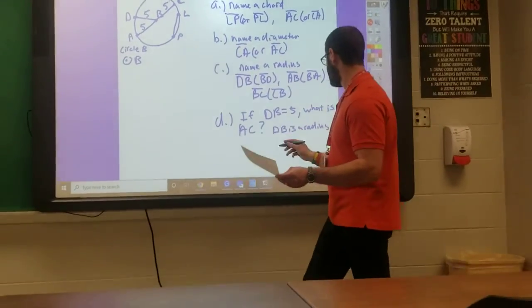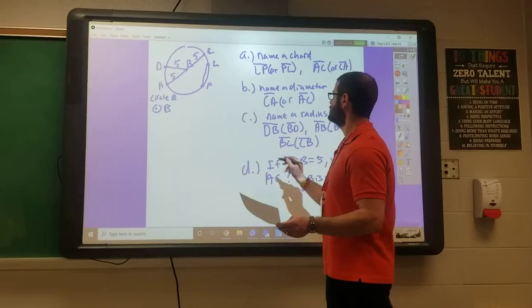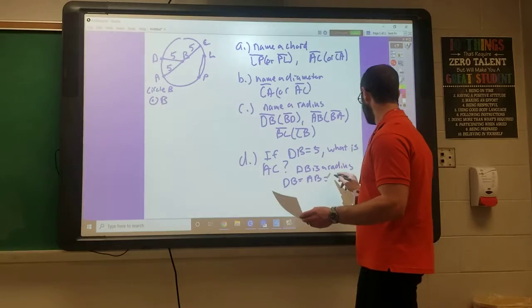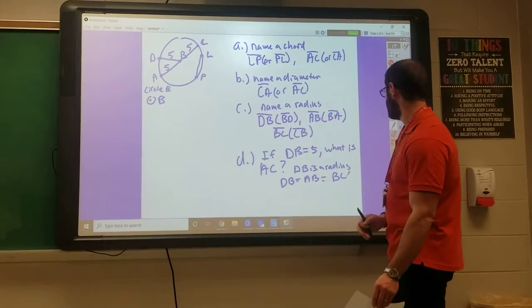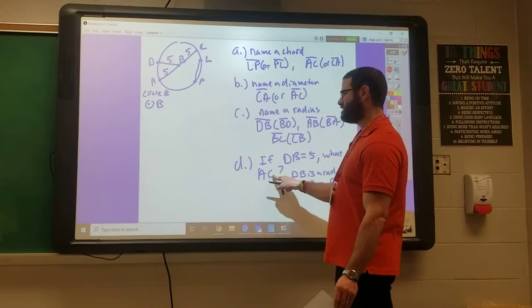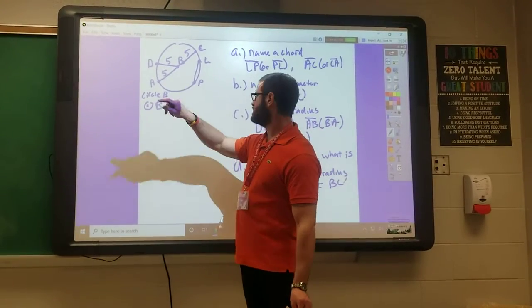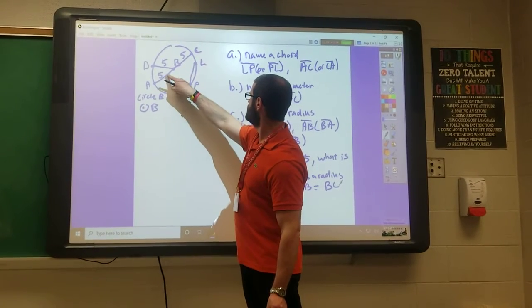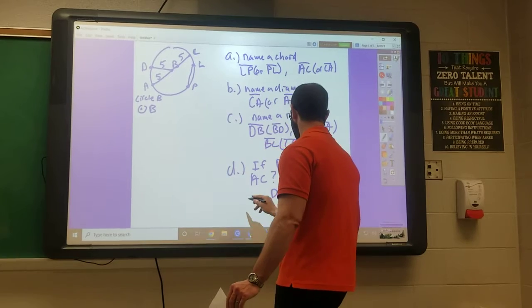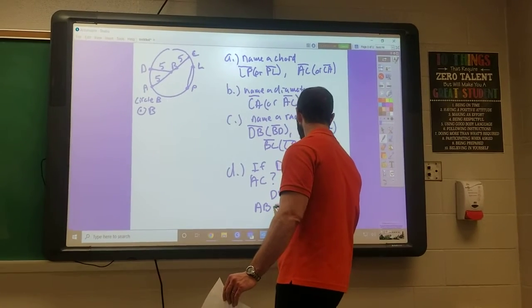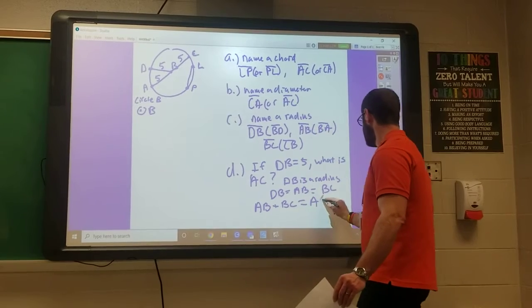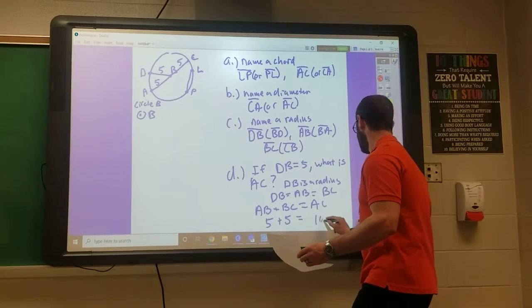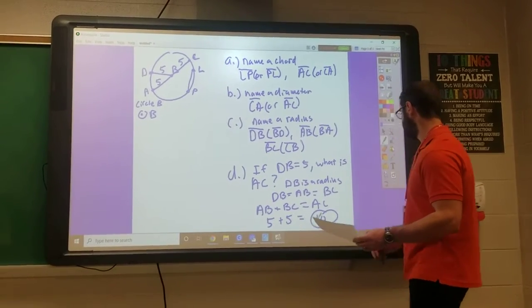So basically we know DB is equal to AB, which is also equal to BC. They're all equal to 5. AC is what we're asked for. Remember segment addition: the two smaller segments, AB plus BC, give us the bigger segment AC. So AB plus BC equals AC, and that's just 5 plus 5, which equals 10. Boom, AC is equal to 10.